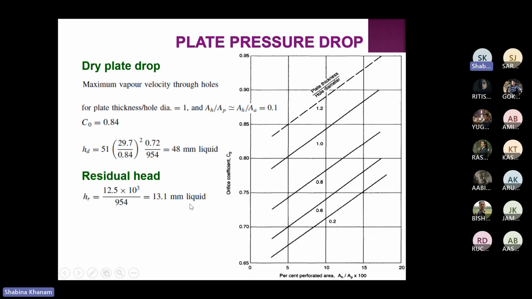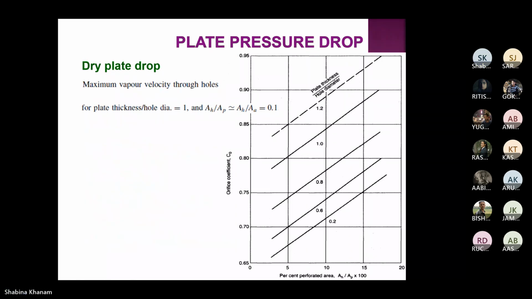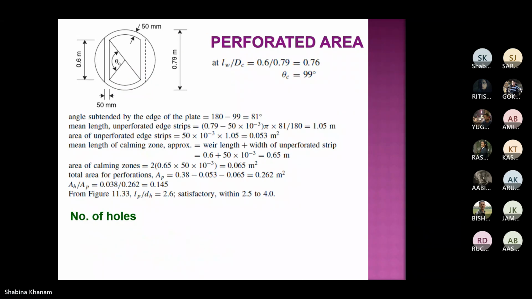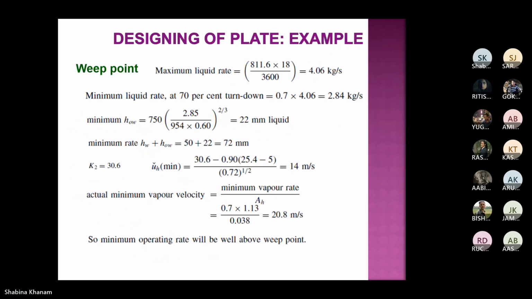It is not very complicated, and total pressure drop should be that HD, HR, HW, and HOW, crest height. Okay, crest height we have considered over here. Just a moment. Yes, if you consider HOW, we have taken as 22.